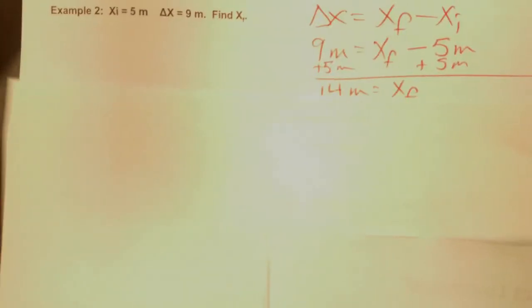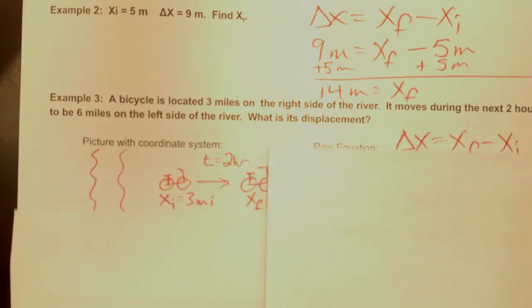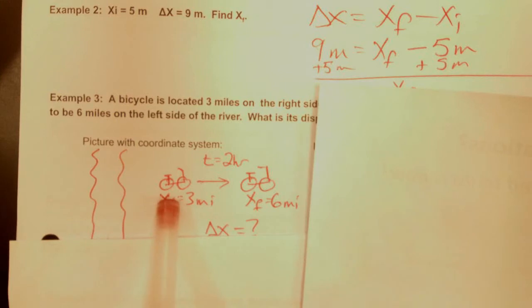Okay, now then, our first story problem, example number 3. A bicycle is located 3 miles on the right side of the river. It moves during the next 2 hours to be 6 miles on the left side of the river. What is the displacement? Okay, the first couple steps are to draw a picture and label it. So here's my picture. I have the river over here, the bicycle in 2 different spots, and then I label it with the known information.